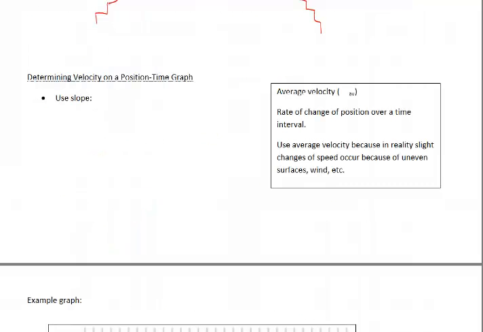How do you determine velocity on a position time graph? Well, it's determined using slope. Slope equals the rise over the run. To figure out the average velocity, we'd figure out the change in displacement divided by the change in time. Average velocity is the rate of change of position over a time interval.